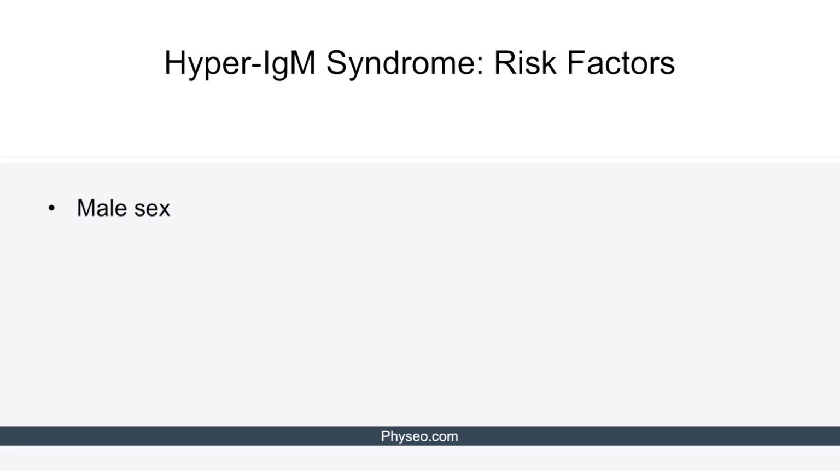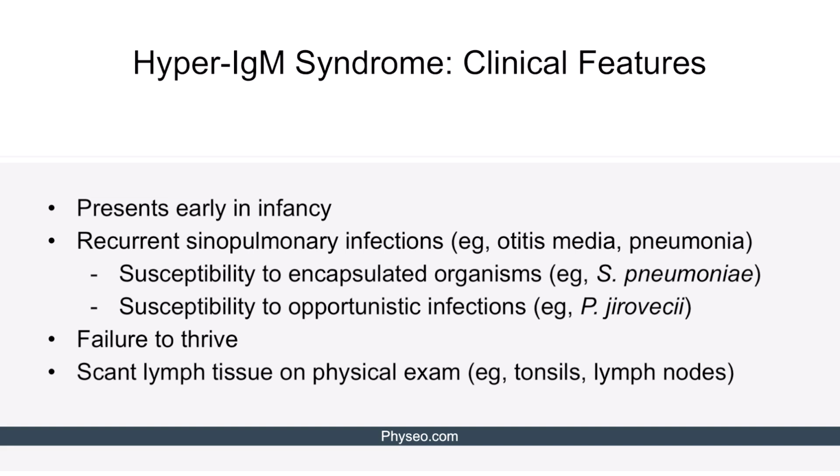The primary risk factor for Hyper-IgM syndrome is male sex, since this condition is inherited in an X-linked recessive pattern. When it comes to the clinical features, Hyper-IgM syndrome presents early in infancy. Patients start having recurrent sinopulmonary infections such as otitis media or pneumonia. Since these patients cannot produce IgG to opsonize pathogens, they have an increased susceptibility to encapsulated organisms such as Streptococcus pneumoniae. Furthermore, since their T cells cannot properly interact with antigen-presenting cells, these patients also have an increased susceptibility to opportunistic infections such as Pneumocystis jirovecii. All these recurrent infections eventually result in a failure to thrive.